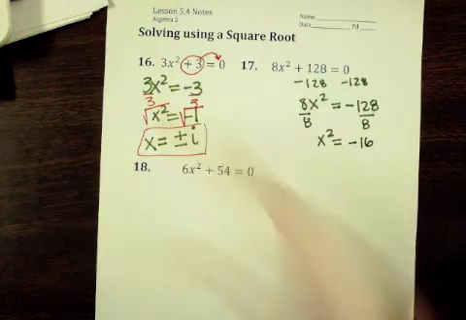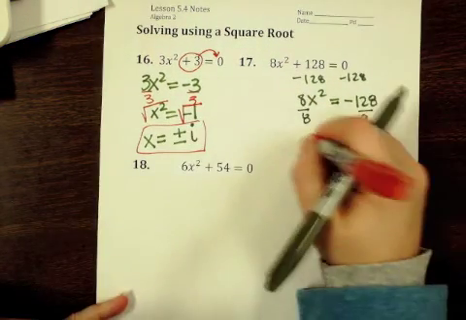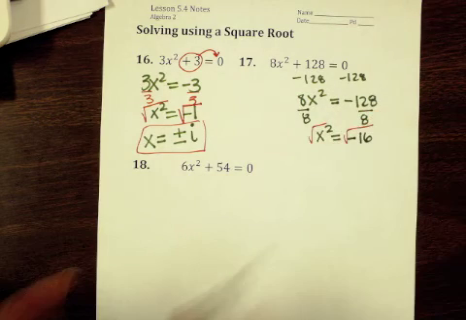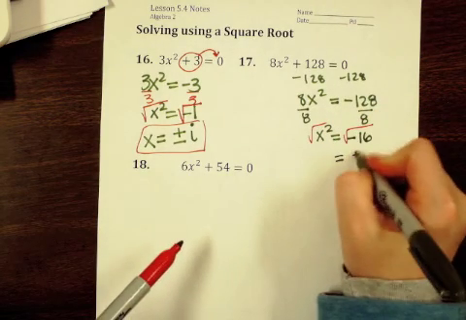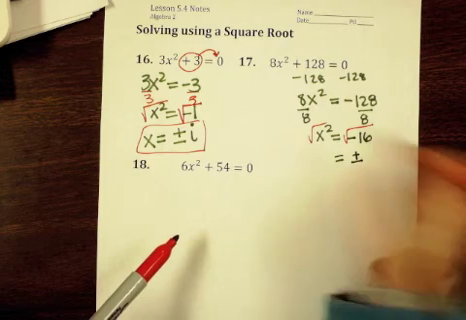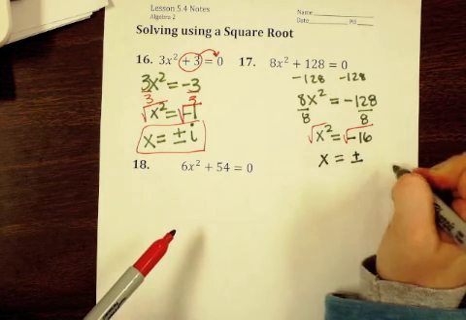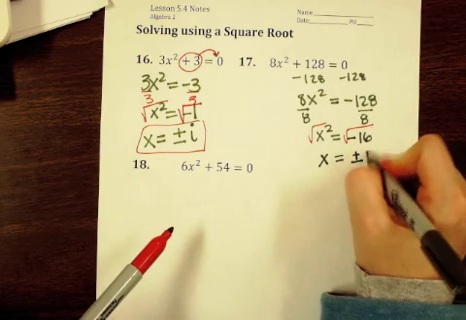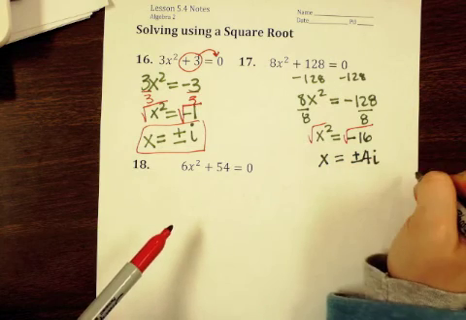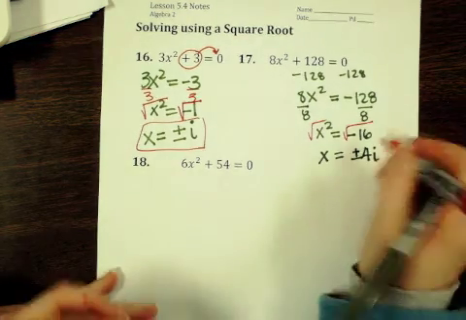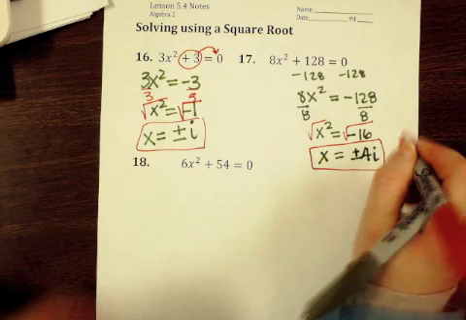And my last step, to get x by itself, I want to take the square root. And because I'm the one who took the square root, I must include a plus or minus sign. And the square root of x squared is x. The square root of negative 16 is 4i. So the answer to number 17 is x equals plus or minus 4i.